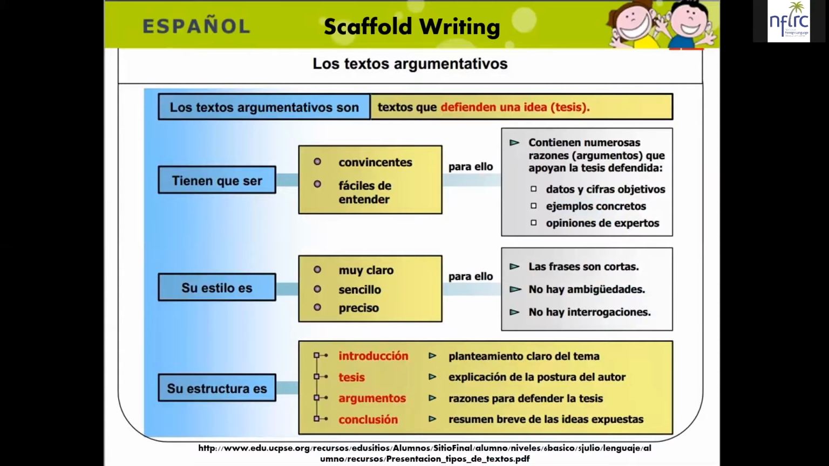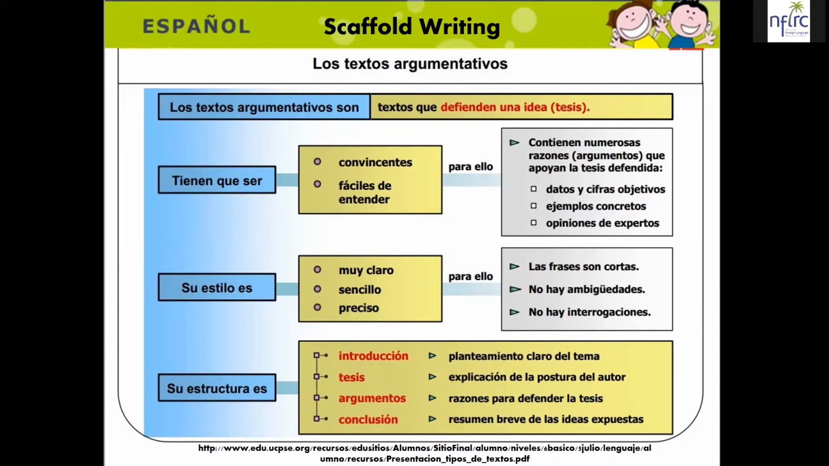This is one of my favorites. It is a graphic organizer from a textbook, a basic textbook in a Spanish-speaking country. And the idea here is that they are trying to show students how the genre of argumentative text works. So it tells them argumentative texts are texts that defend an idea or a thesis.